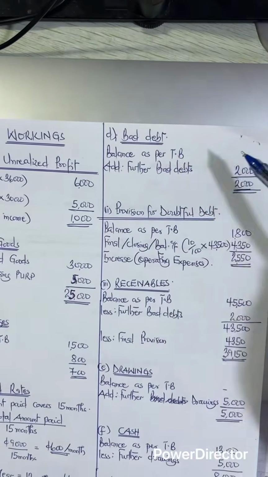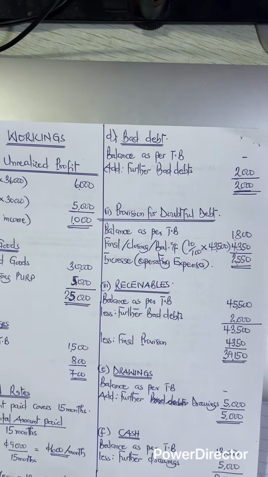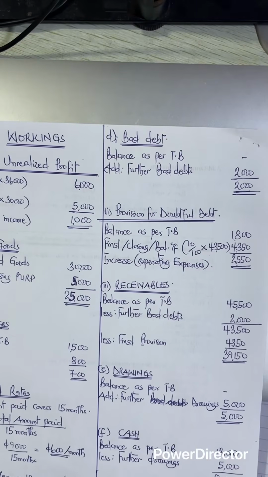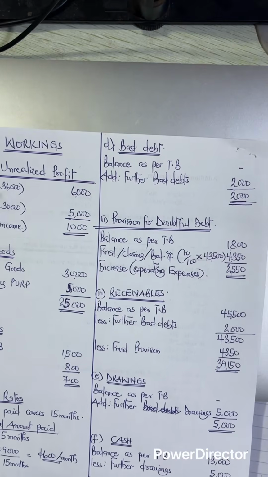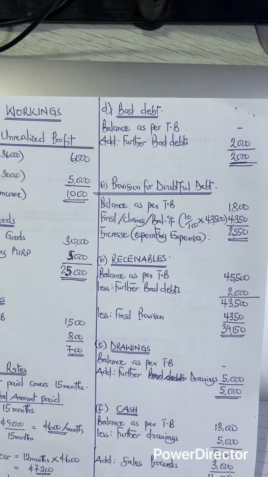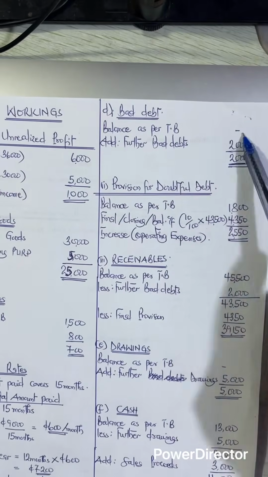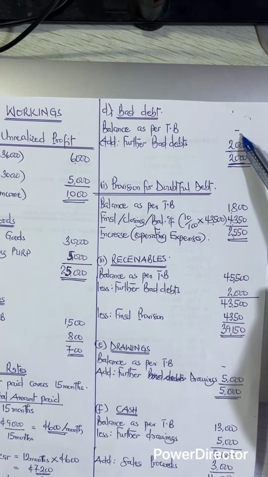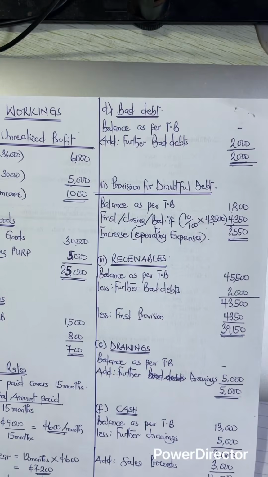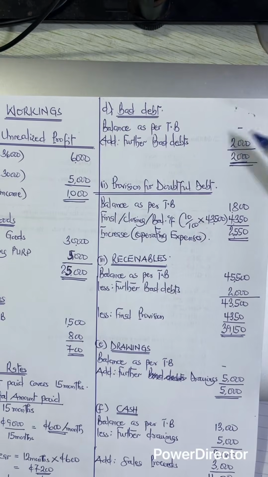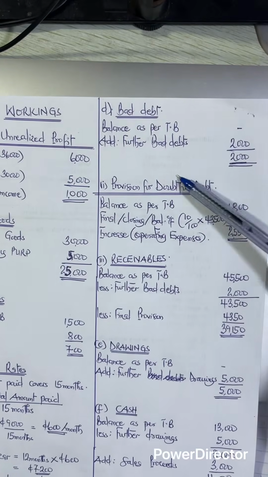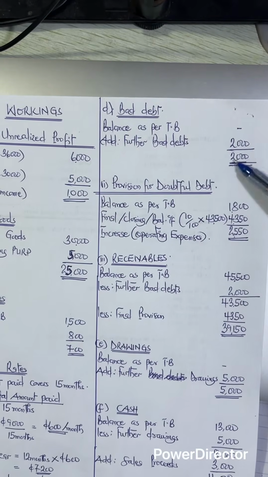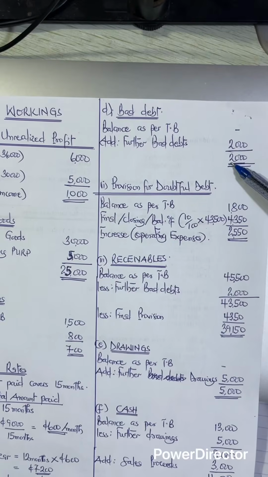Let's come back to bad debt. Additional information D. Bad debt amounted to 2,000. So when you hear something like this, you check your trial balance and see, do I have bad debt in the trial balance? According to this question, there's no balance as per trial balance for the bad debt. So that's why I place dash there. So in a real exam, you can decide not to bring this. You can just write this. Then, since there's a further bad debt, I add further bad debt of 2,000 to it, which will give you total of 0 plus 2,000 will be 2,000.